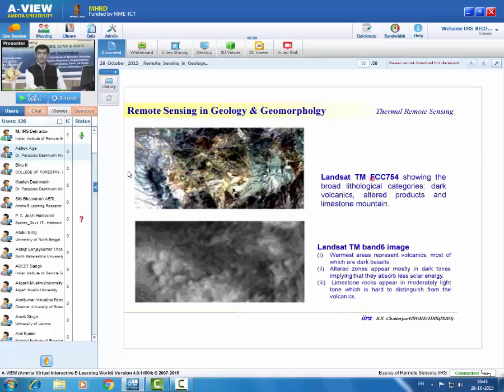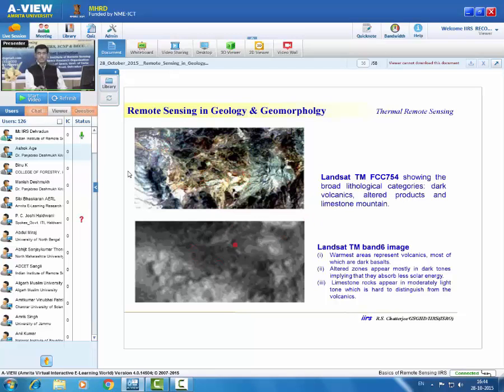So you can see here this is Landsat TM FCC 754. It shows the broad lithological categories like dark volcanics. These are the dark volcanics. Then there are altered products. And there are limestones, these are the bright areas. These are limestones because reflectivity is very, very high.